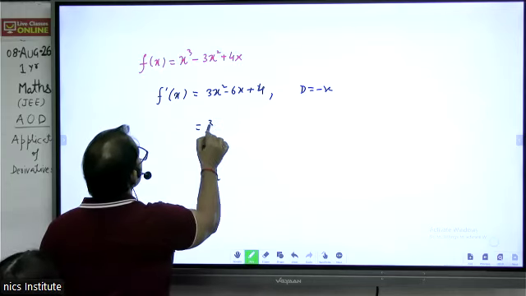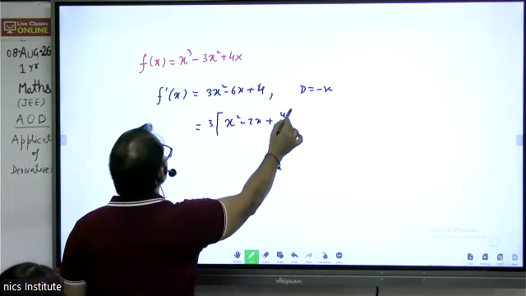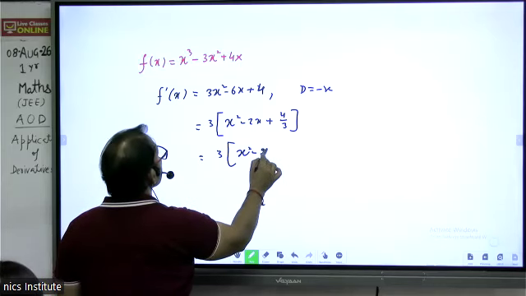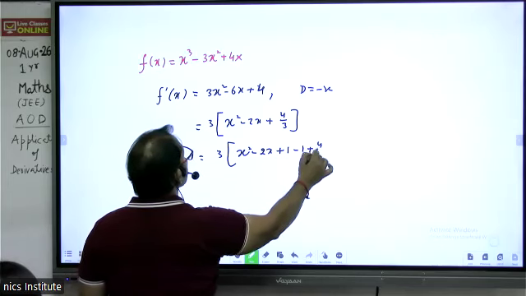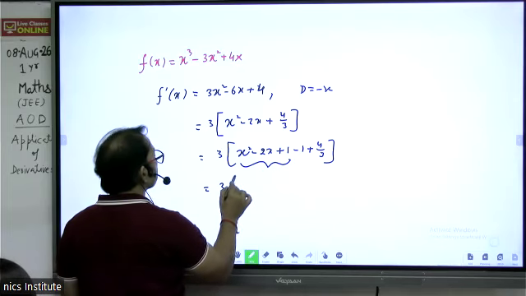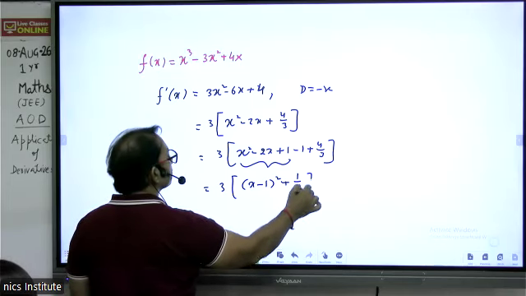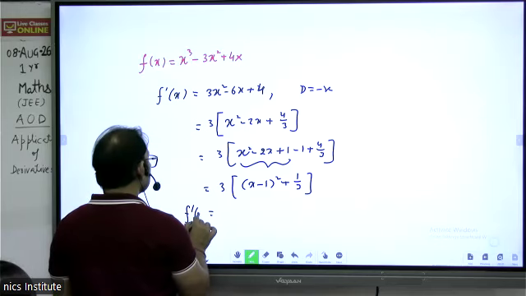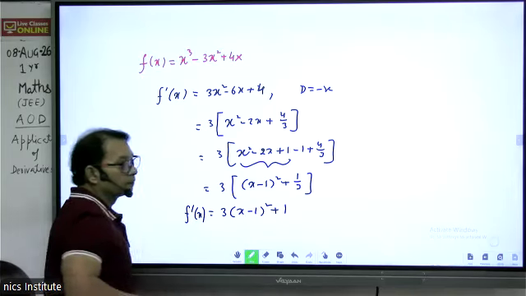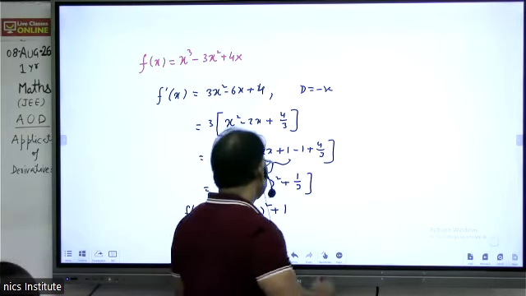And if you want, you can use perfect square also. x square minus 2x plus 4 by 3. So x square minus 2x plus 1 minus 1. Now this is a perfect square. This is x minus 1 whole square, and this would be 1 by 3. So f dash x is 3 into x minus 1 whole square plus 1. So the derivative is a perfect square plus 1.